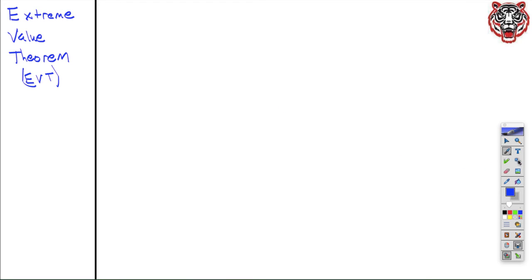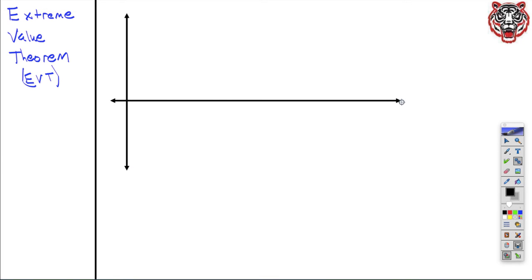We need another graph. Again, I only really care about the right-hand side, but let's get our axes set up. Let's have a function that looks like kind of a sine wave type function. And I'm going to choose my A there. Let's choose the B, I don't know, somewhere over here. It doesn't really matter. All right, extreme value theorem.